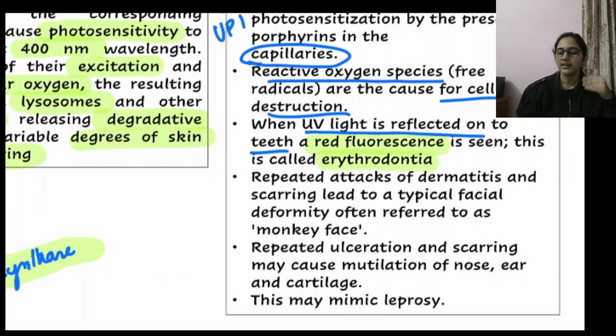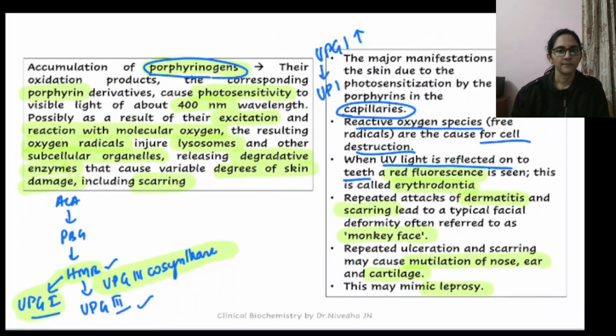Right. So repeated attacks of this. No, in this case, from 6 months of age, the child is being exposed. So repeated attacks of this will lead to dermatitis and scarring, and that's why there is a facial deformity. Typically, it's referred to as monkey face. So repeated ulceration and scarring will lead on to mutilation of your nose, ear, cartilage. It will even mimic leprosy. It's that severe.